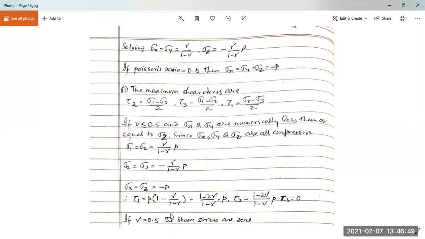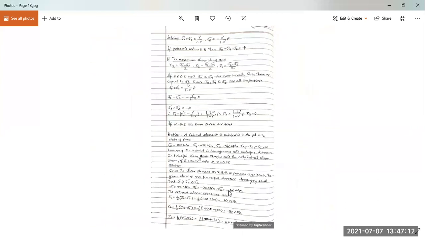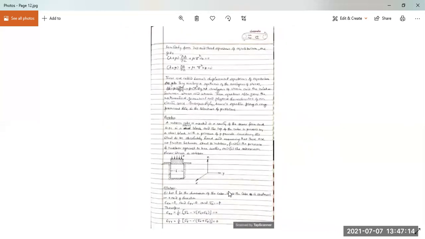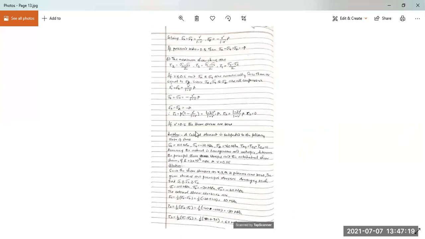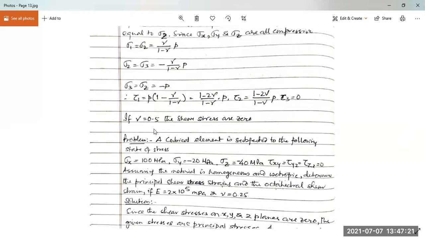So tau 1, putting the values of sigma itself, we got tau 1 is p into 1 minus 1 by gamma, which is equal to 1 minus 2 gamma by 1 minus gamma into p. Tau 2, 1 minus 2 into v into p, and tau 3 is equal to 0. If v is equal to 0.5, the shear stresses are all equal to 0.